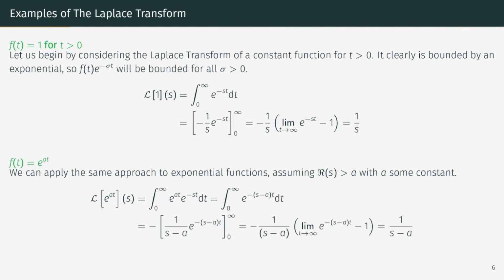Then doing the integration gives us negative 1 over s minus a times e to the negative s minus a, all times t, from 0 to infinity. Applying the bounds then gives negative 1 over s minus a times the limit as t goes to infinity of e to the negative s minus a, all times t, minus 1, which then equals 1 over s minus a.